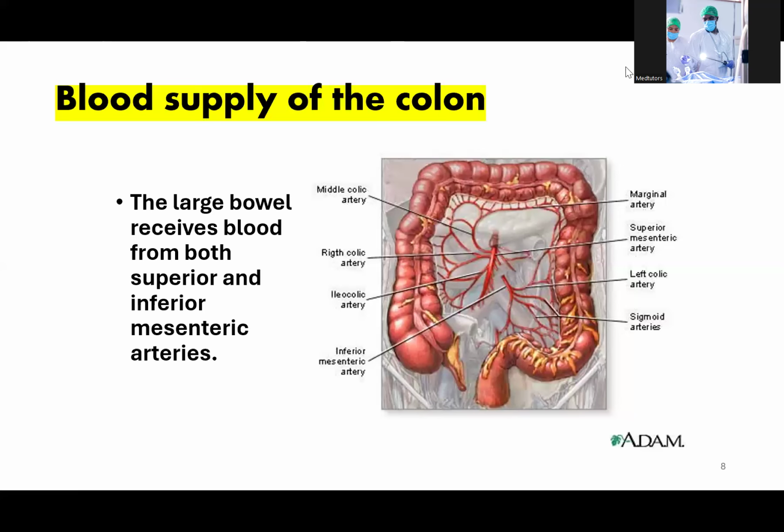The blood supply to the colon. Okay, the large bowel receives blood from both superior and inferior mesenteric arteries. Of course, we know the anastomosis of both branches forms the marginal artery of Drummond, from which shorter straight vessels arise to supply the large intestine. And of course, because the blood supply in some certain areas of the colon is precarious, there's chance for anastomosis here. This is a watershed area. This is also a watershed area, which we will see shortly.